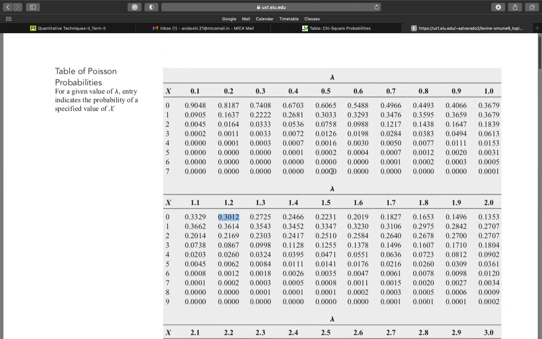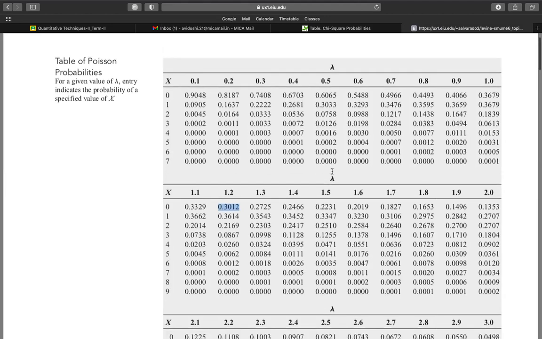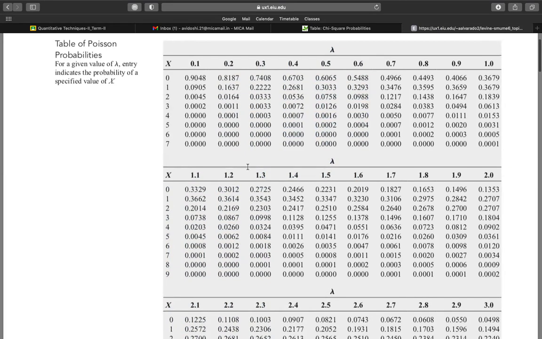So for this, the top values, 1.1, 1.2, 1.3, are my lambda values. The lambda value that we have been given is 1.25, and here they don't have 1.25. So what you normally do is take the mean of these two values: you add these two and divide by 2. That's how you find your 1.25 values. Your Poisson probabilities for 0, 1, 2 are given here. This is where you get your Poisson values from.